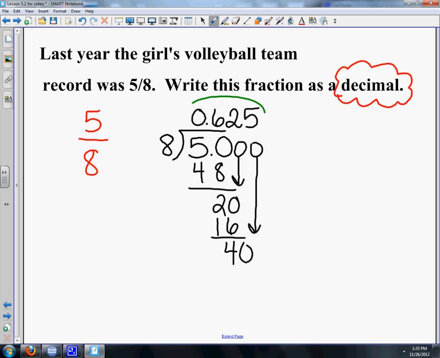So this is 0.625 would be my answer. Now, you have to show the work. If you don't show the work, you'll get it marked wrong.